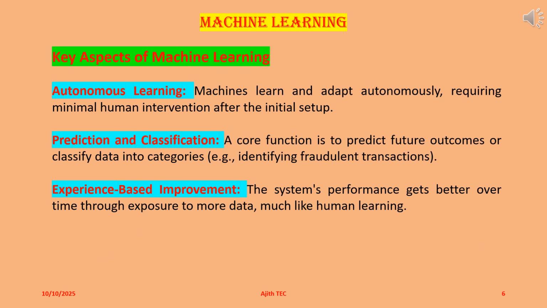Key aspects of machine learning. It can be described as shown below. Autonomous learning. Machines learn and adapt autonomously, requiring minimal human intervention after the initial setup. Prediction and classification. A core function is to predict future outcomes or classify data into categories, e.g., identifying fraudulent transactions. Experience-based improvement. The system's performance gets better over time through exposure to more data, much like human learning.